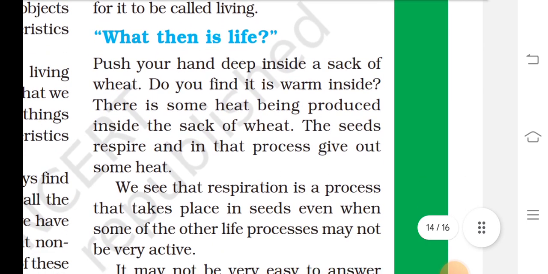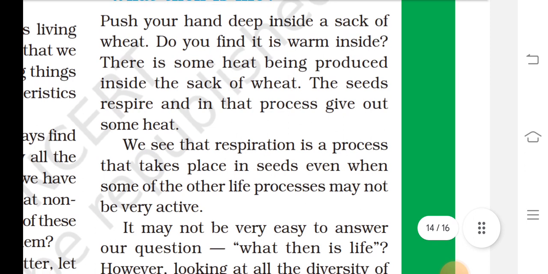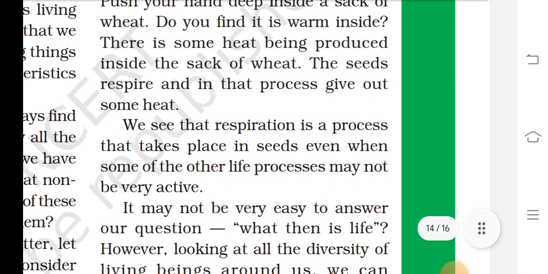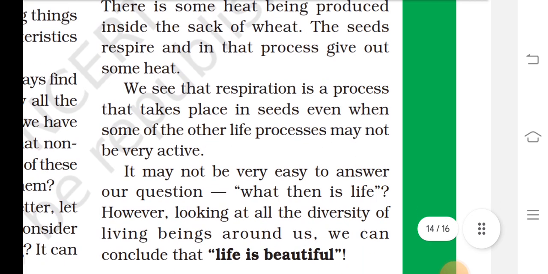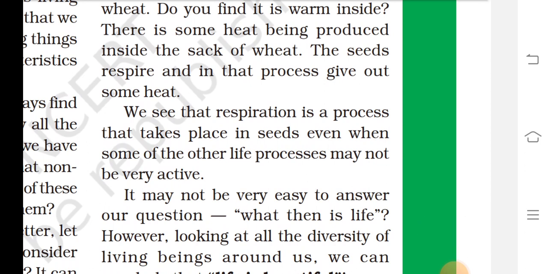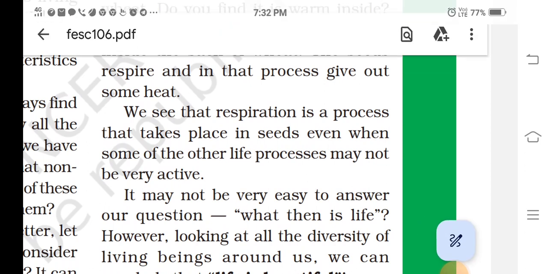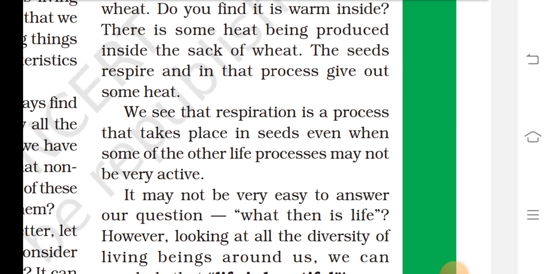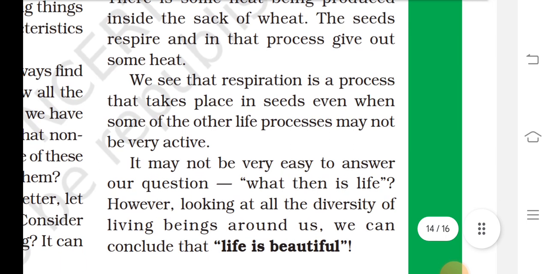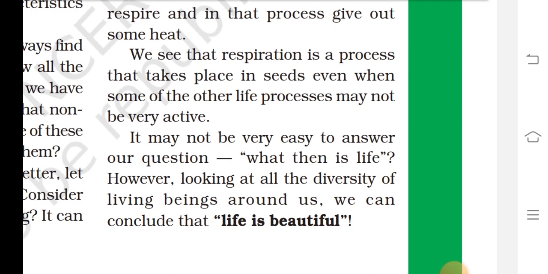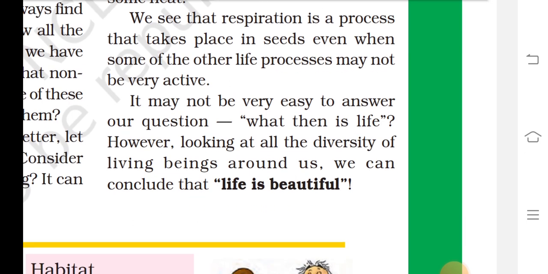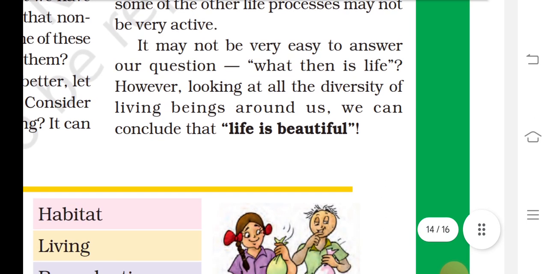What then is life? Push your hand deep inside a sack of wheat. Do you find it is warm inside? There is some heat being produced inside the sack of wheat. The seeds respire and in that process give out some heat. We see that respiration is a process that takes place in the seed, even when some of the other life processes may not be very active. It may not be very easy to answer our question. What then is life?